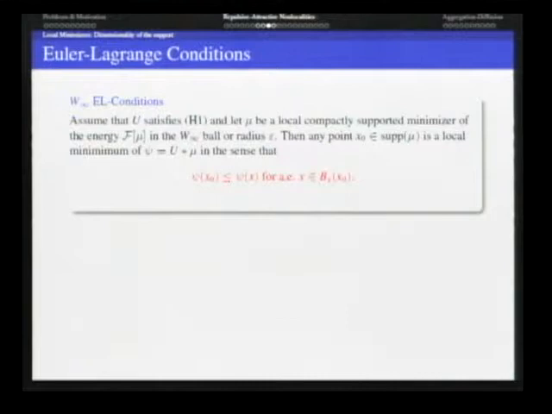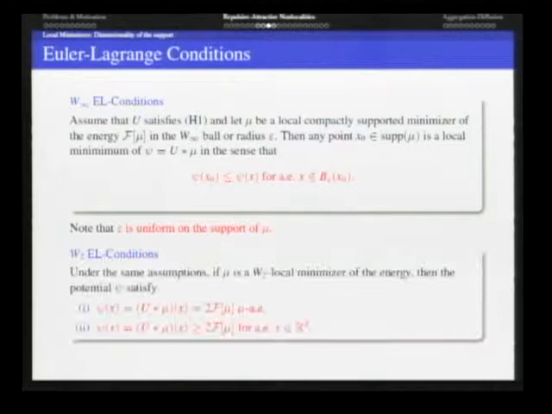Just know that the epsilon is uniform on the support of mu. This is important for certain things. And let me tell you, just to make the comparison to the Euler-Lagrange conditions in W2.